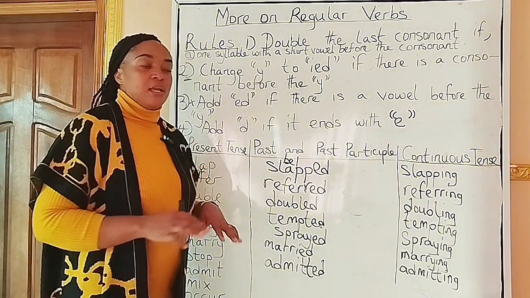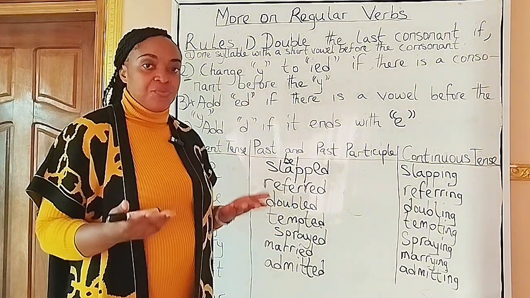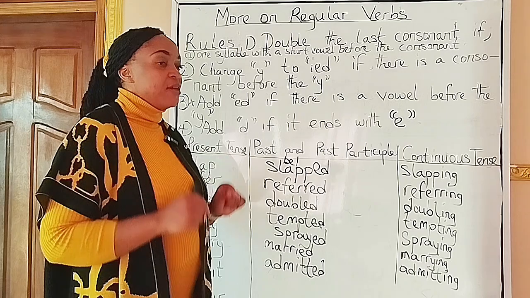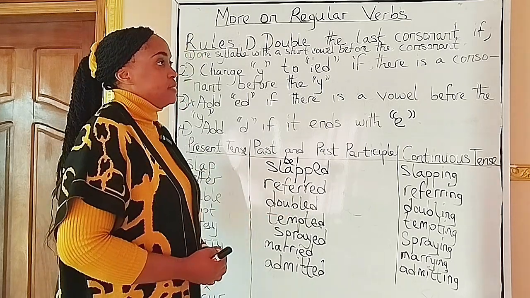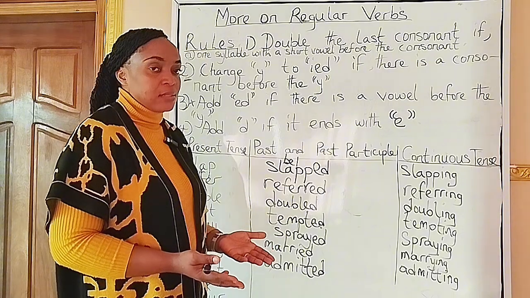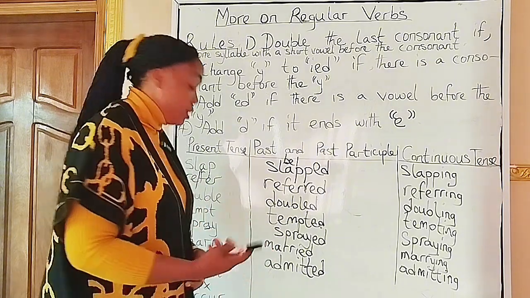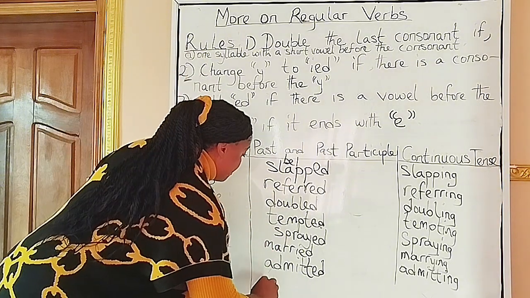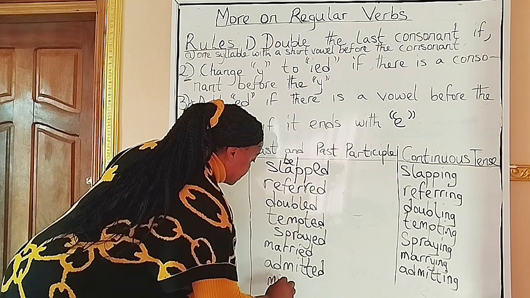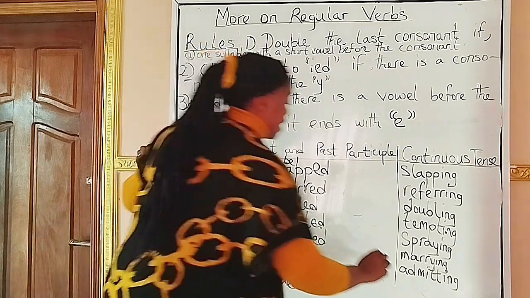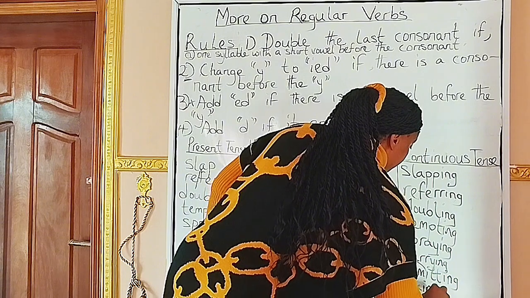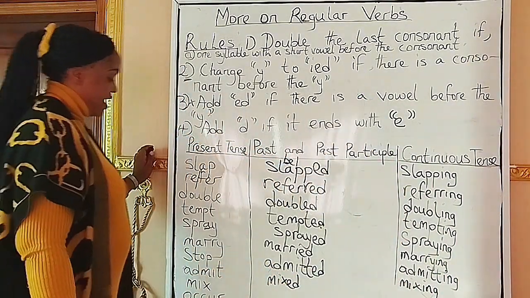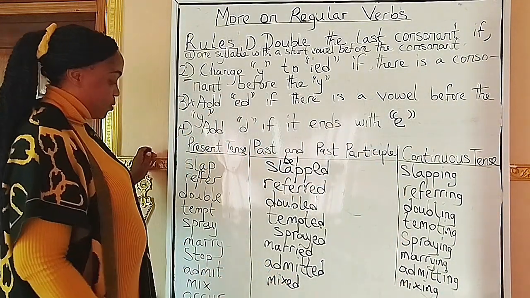I told you that to every rule, there is an exception. So whenever you have a verb that ends with X, the rule states that you don't double the X, you just add your ED. Okay, let's do this. Mix becomes mixed. And here becomes mixing. Mixing. Beautiful.